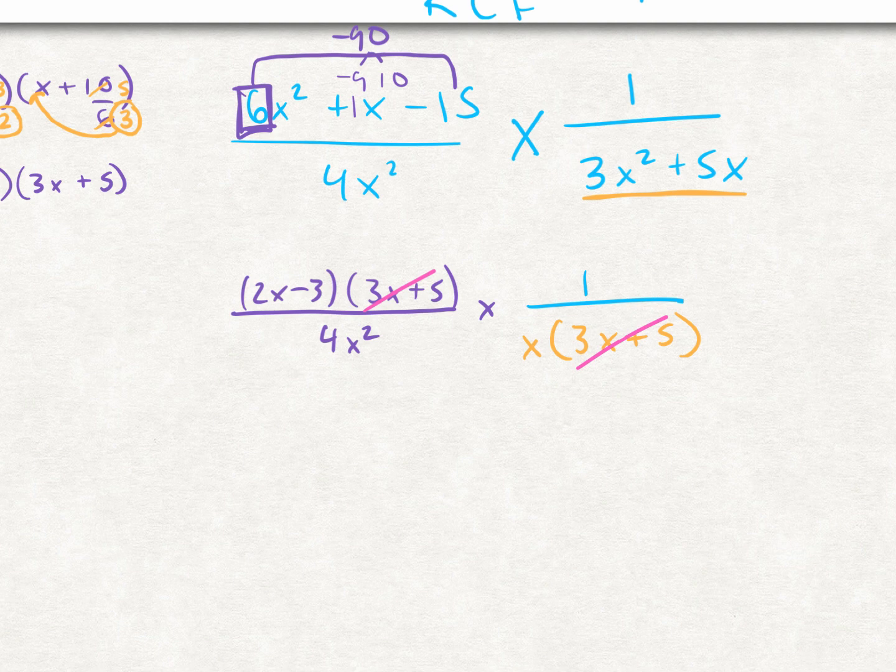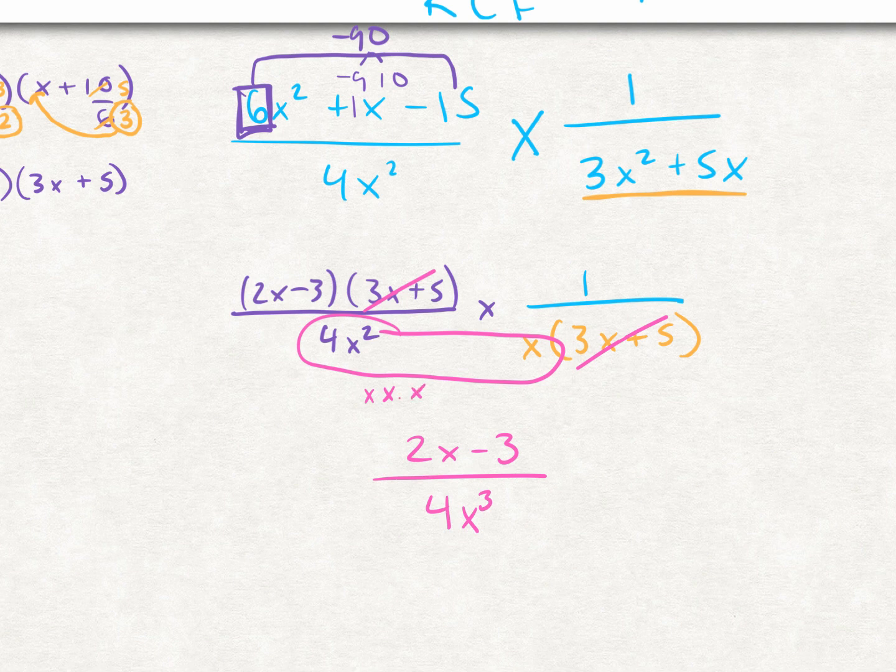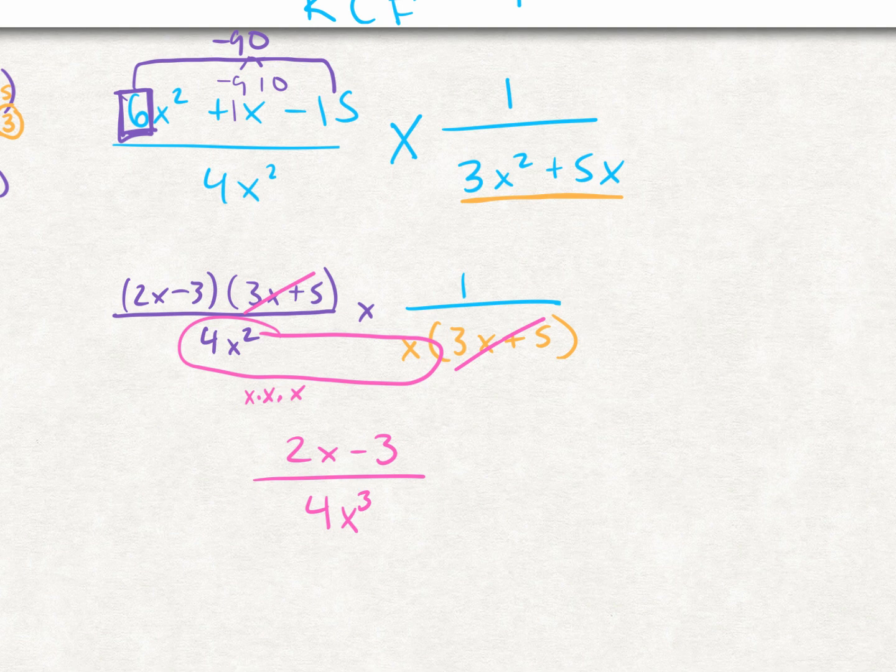Nope. So let's just multiply it out together now. What do I have left on the top? 2x minus 3. What would I have on the bottom now? 4x squared times x, which would be what? 4x cubed. Awesome. 4x to the third power. I started off with 2 x's on the bottom times another x. That would be x to the third power. 4x cubed. We can't divide. We would just leave it here. This is as much as we just cross out whatever is in common, and then we're done.